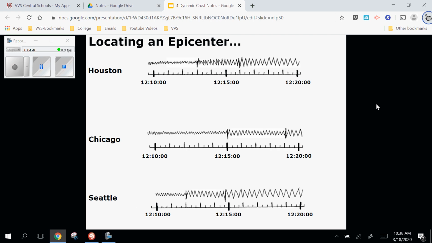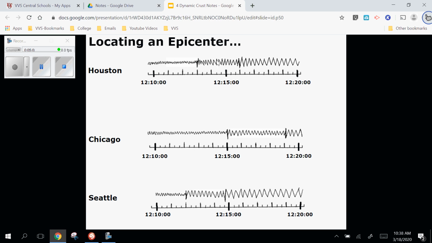All right, so here's how we're going to do it. We've got our 3 cities, Houston, Chicago, and Seattle. We have what's called a seismogram. Over here at the beginning, there's some background motion in the earth. It picks up very small motion in the earth. But as soon as it changes, that's the arrival of the P wave. The P wave is twice as fast as the S wave, so it's going to get to you first.